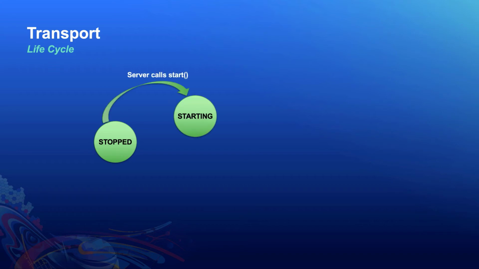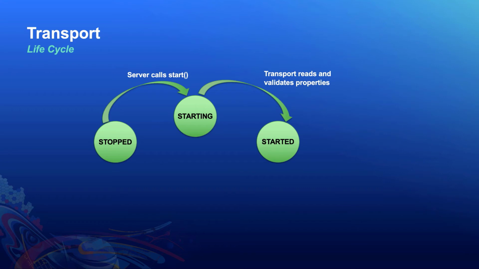Upon starting the connector, the server will call the start method, which will send the transport into the starting state. Here, the transport will read and validate its properties, and once complete, enters the started state. It will then remain in this state, consuming and emitting data until the user decides to turn off the connector.